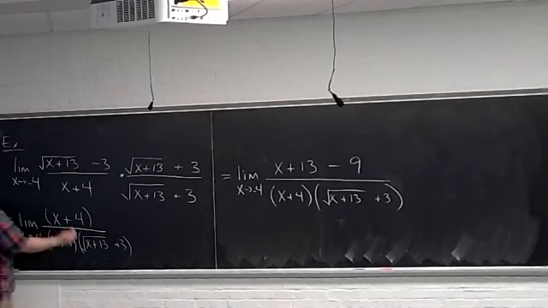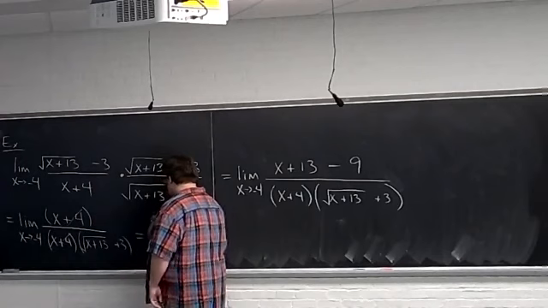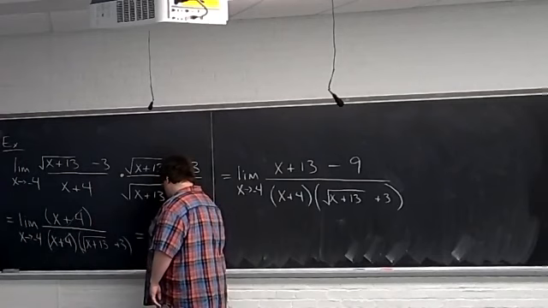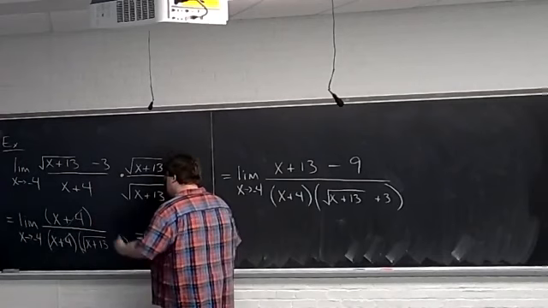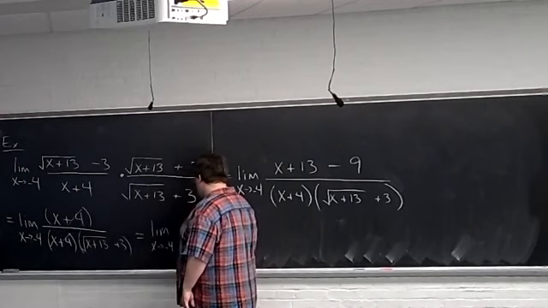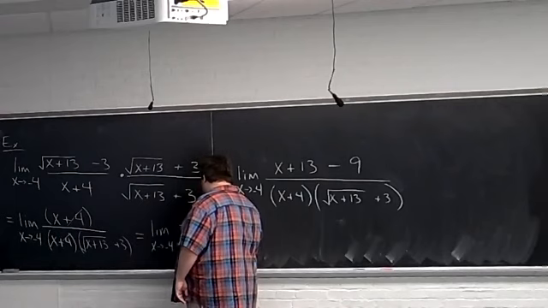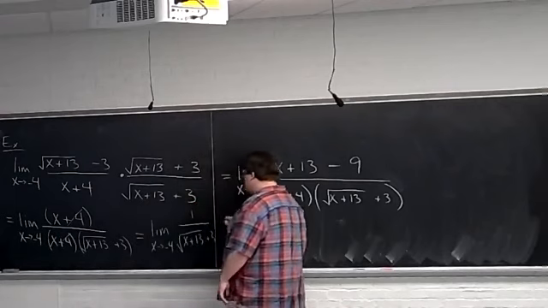This fraction reduces. X plus 4 divided by x plus 4 is 1 at all values except x equals negative 4. So it simplifies because the limit doesn't care what happens at negative 4. How does it simplify? Well, that reduces to 1, so we're left with a 1 on top and an x plus 13 under a square root plus a 3.